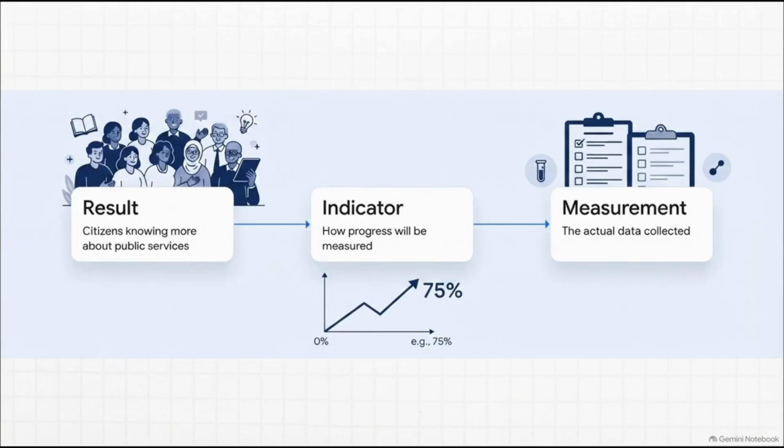The basic architecture here always follows a really specific three-step progression. First, you've got the result, the broad change you want to see, like citizens knowing more about public services. Second is the indicator, which translates that broad result into something we can observe, like the percentage of citizens who can correctly identify at least 3 services. And third, you have the measurement, the actual survey or test you run to get that percentage. You absolutely have to have all 3 to succeed.